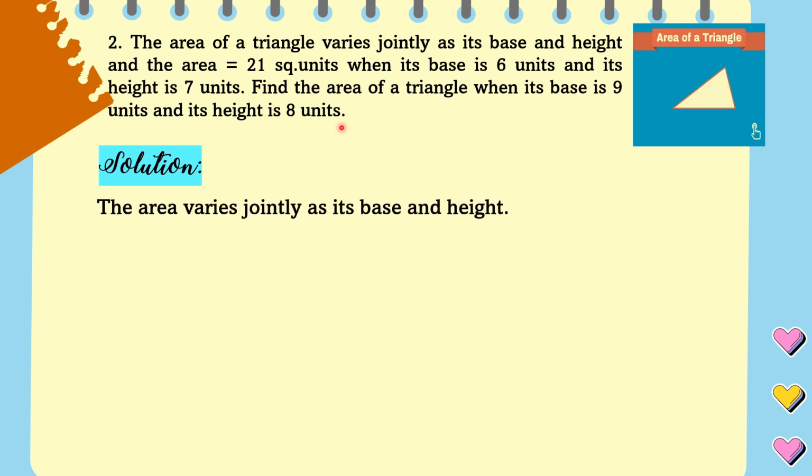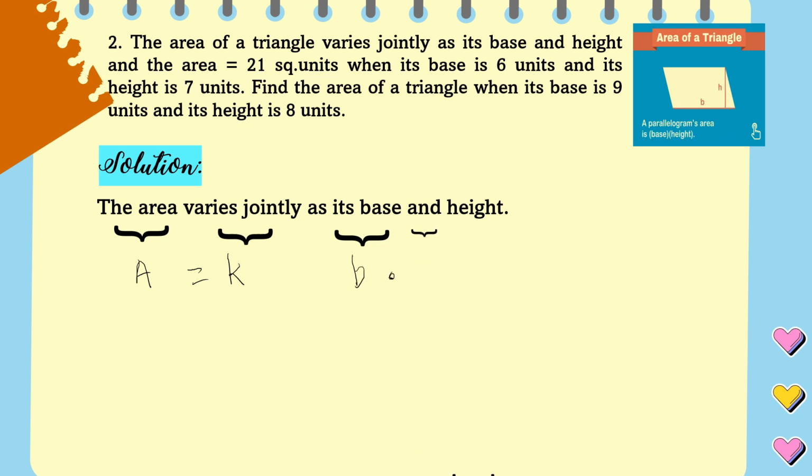The area varies jointly as its base and height. So let A be the area, varies jointly, equals k, as its base, let's say this is b, times the height, h. So the equation that we're going to use is A equals k times b times h.